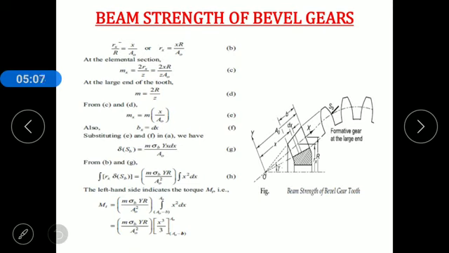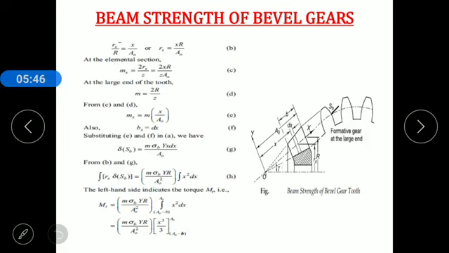Now, at the large end of a tooth, we consider a complete bevel gear. At the large end of the tooth, the module of that bevel gear is found by using the relation 2R divided by Z. R is the pitch circle radius of bevel gear. This equation is considered as equation number D, and from equation C and D, in equation C, we substitute the value of capital R. From equation D, R is equal to mz divided by 2. This value we substitute in equation C.